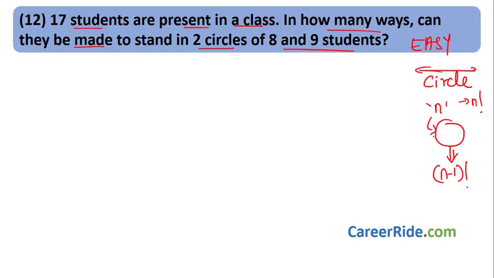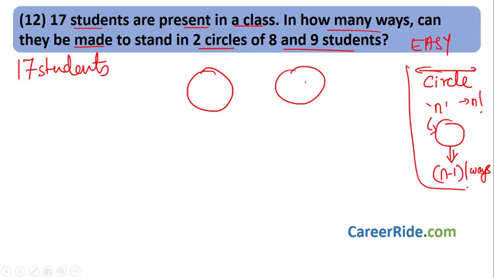If you want it in a circle, we can do it in n minus 1 factorial ways. Okay, very easy. Let us see how to solve this sum. There are 17 students, and we need two circles, one of 9 students, one of 8 students, right? 9 plus 8 is 17.